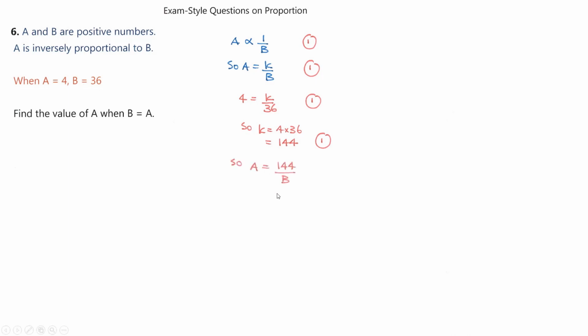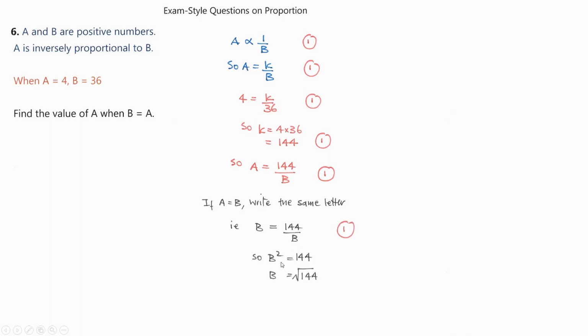So if a is 144 divided by b, there's our formula. What we're basically saying is, if a equals b, then write the same letter in this formula. So b is 144 divided by b. Here's the formula to work out what a is. We start off with b, we divide 144 by b, but we get the same answer as b for a. They're the same thing.